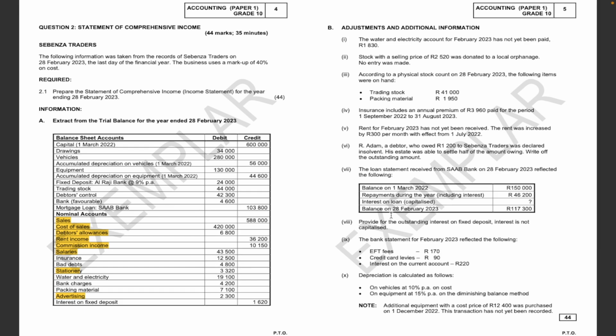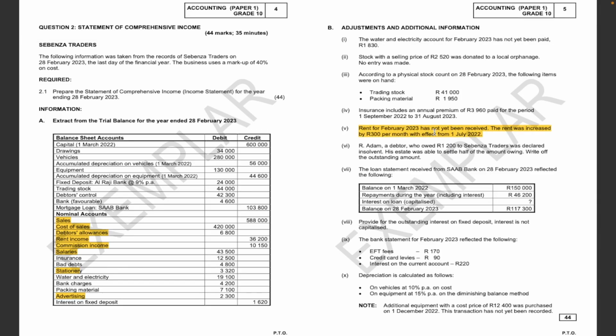Now one thing I want to do is to check, am I given anything regarding insurance in the adjustments and additional information? If I am, then I need to take it into account, just like we did for rent. In fact, let me highlight that point where we already dealt with rent.